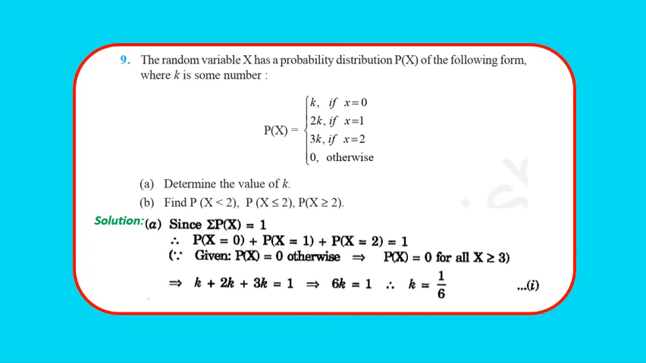Moving to question 9. The random variable X has the probability distribution P(X) of the following form, where k is some number. P(X) is k if X equals 0, 2k if X equals 1, 3k if X equals 2, and 0 otherwise. So determine the value of k first, and second, find P(X < 2), P(X ≤ 2), and P(X ≥ 2). Now first one, since we know that the sum of all the probabilities is equal to 1, probability of X equals 0 plus probability of X equals 1 plus probability of X equals 2 will be equal to 1. So putting the values, we get k plus 2k plus 3k equals 1. From here we get k is equal to 1 upon 6.